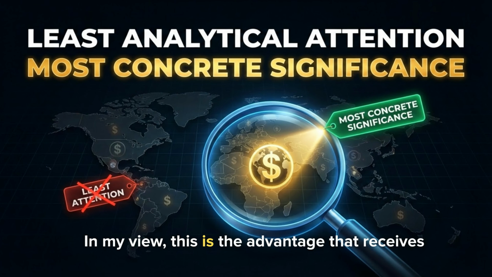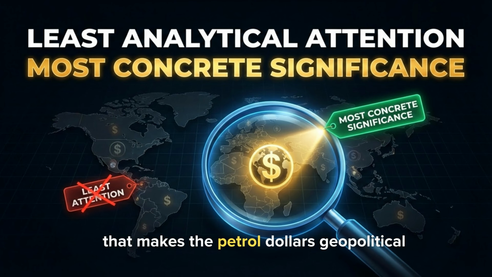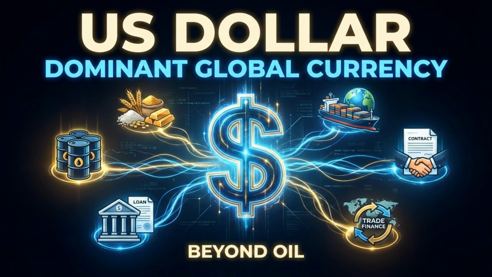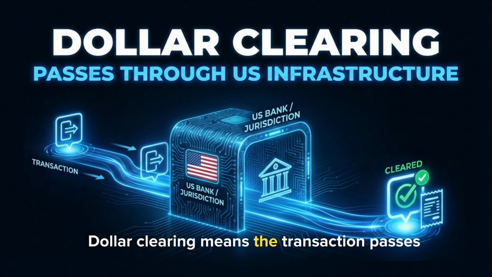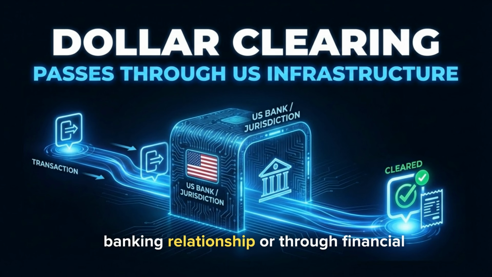In my view, this is the advantage that receives the least analytical attention, and it is the one that makes the petrodollar's geopolitical significance most concrete. Because the US dollar is the dominant currency for international transactions globally, not just oil, but also commodities, shipping contracts, international loans, trade finance, a large proportion of international financial transactions pass through dollar clearing infrastructure at some point. Dollar clearing means the transaction passes through a U.S. bank, a U.S. correspondent banking relationship, or through financial messaging systems that operate under U.S. legal jurisdiction.